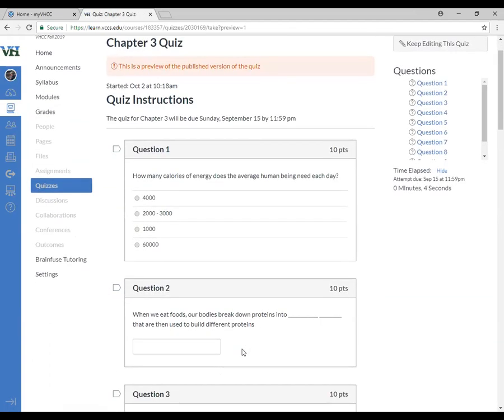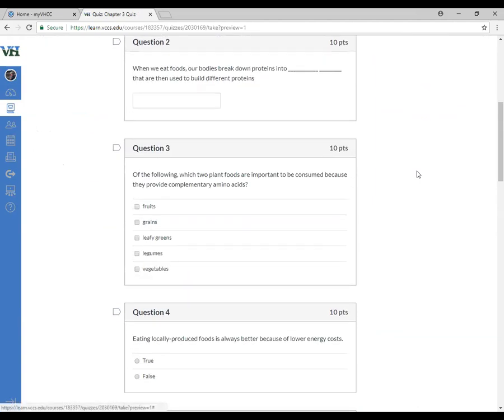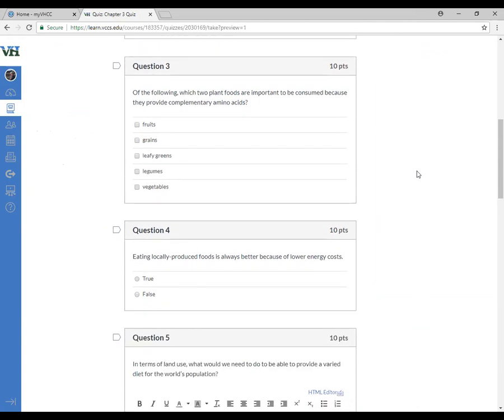How many calories of energy do we need every day? 2,000 to 3,000, depending on average, right? Some activities you might need more. Hopefully never as much as 60,000, though. When we eat foods, our bodies break proteins down into amino acids, which are then used to build proteins. Which two plant foods are important to be consumed because they provide complementary amino acids? You should get a check for the grains and the legumes.